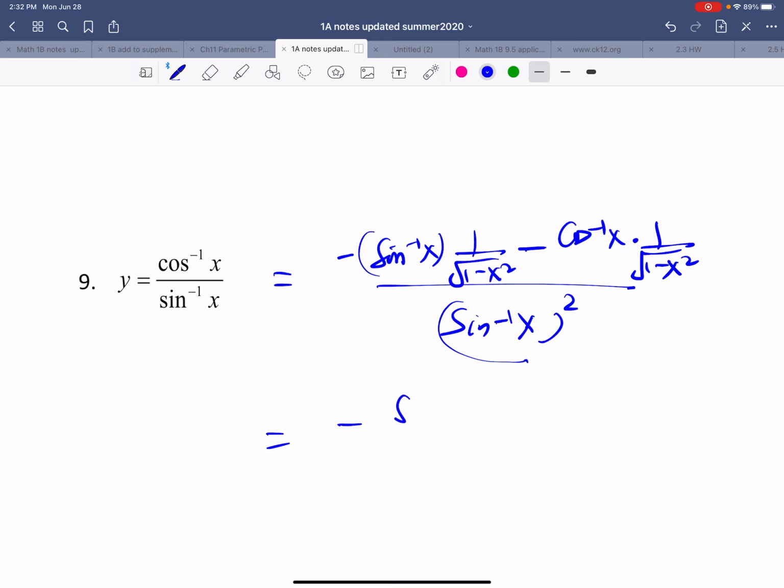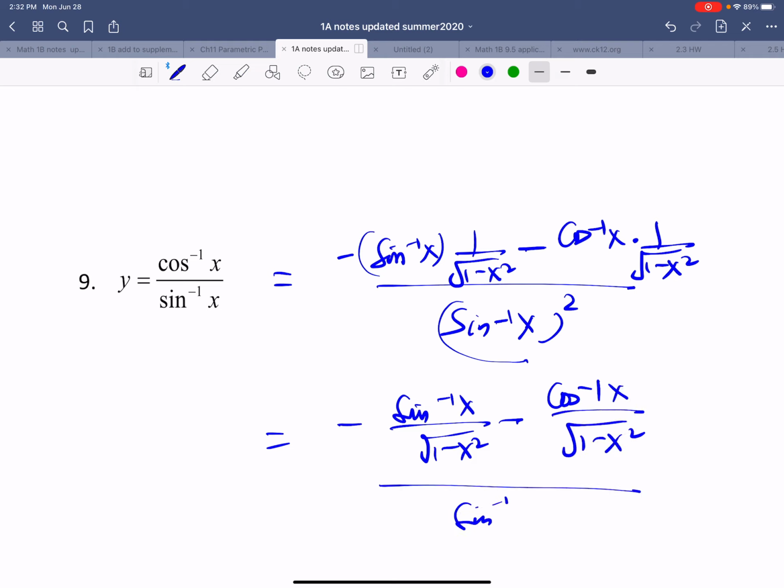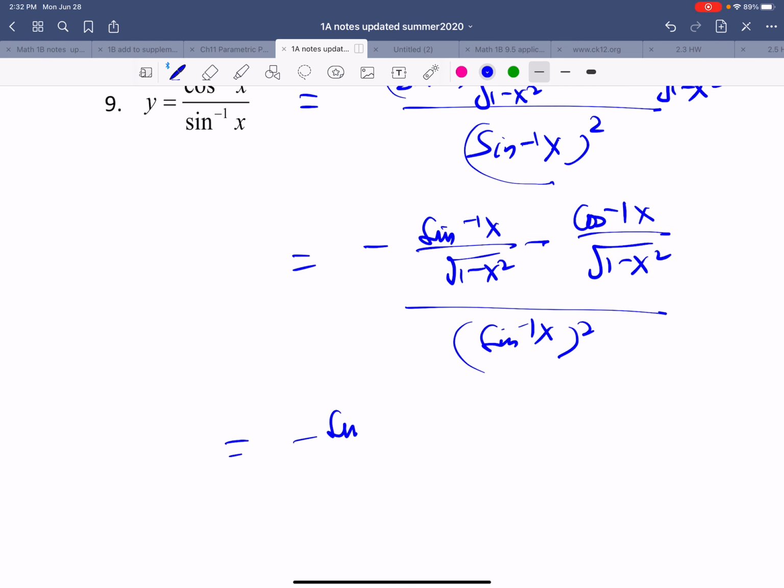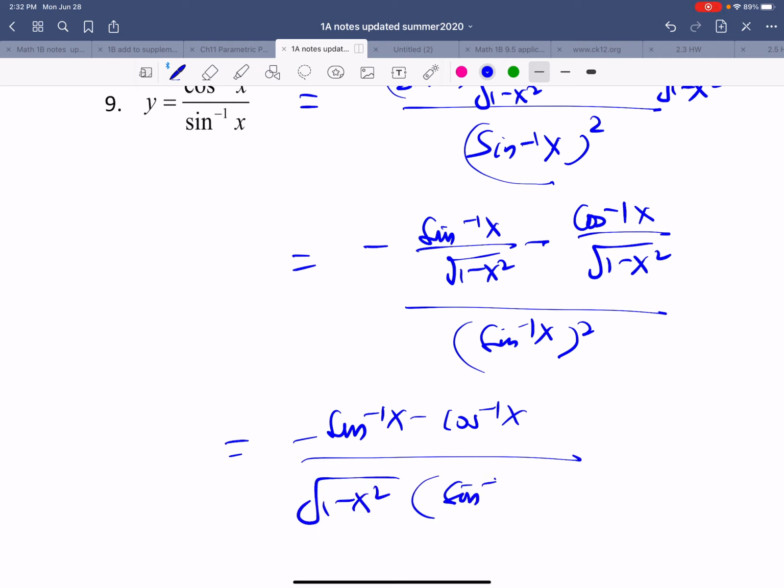A little bit of cleaning up in the numerator. I have negative sine inverse x over square root of 1 minus x squared minus cos inverse x over square root of 1 minus x squared, over sine inverse x squared. I'm going to leave it at this point, or we can go ahead and simplify a little more. So this would be negative sine inverse x minus cos inverse x over square root of 1 minus x squared times sine inverse x squared.